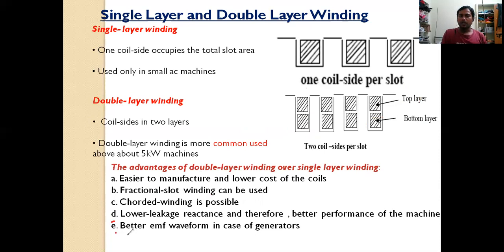Next one is a better EMF waveform in case of generators. Better EMF waveform means a purer form of sinusoidal waveform. These are the advantages of double layer winding over single layer winding.